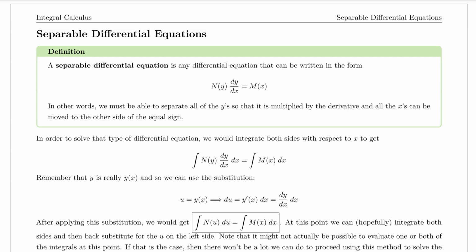In order to solve that type of differential equation, we would integrate both sides with respect to x to get the integral of n of y times dy/dx times dx is equal to the integral of m of x dx. Remember that y is really y of x, and so we can use the substitution u equals y of x, which implies du equals y prime of x dx, which is the same thing as dy/dx times dx.